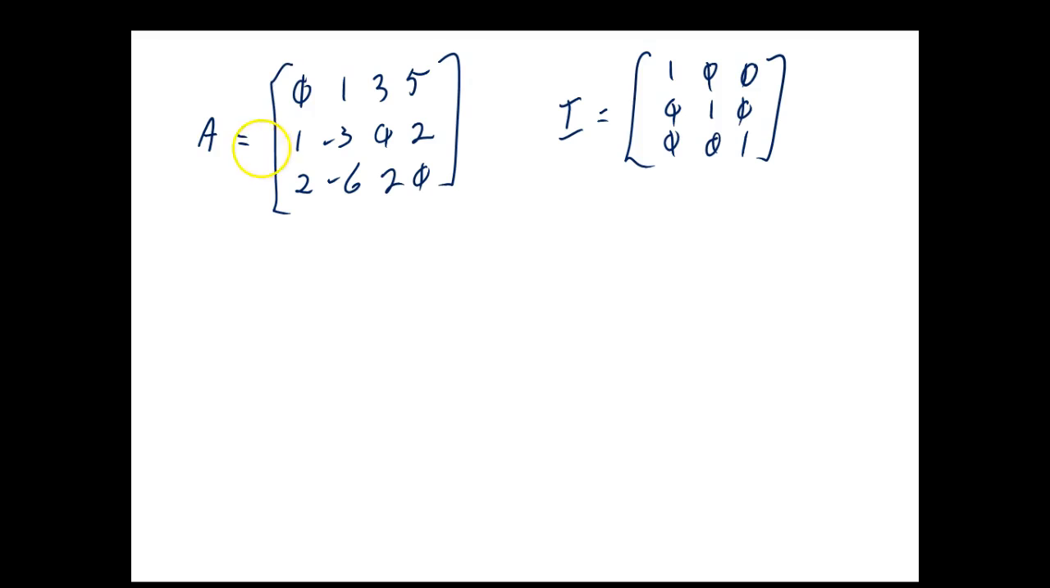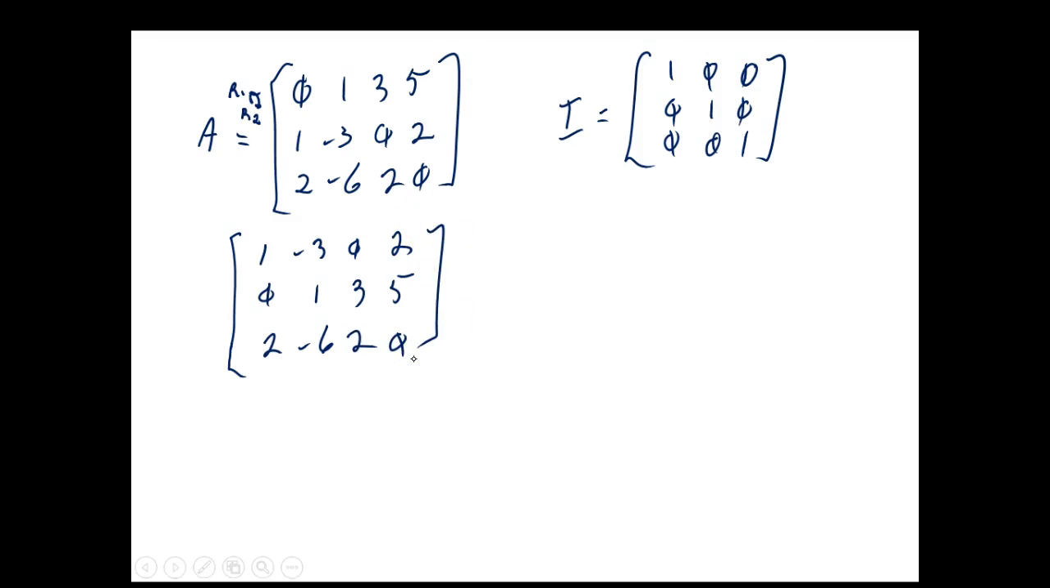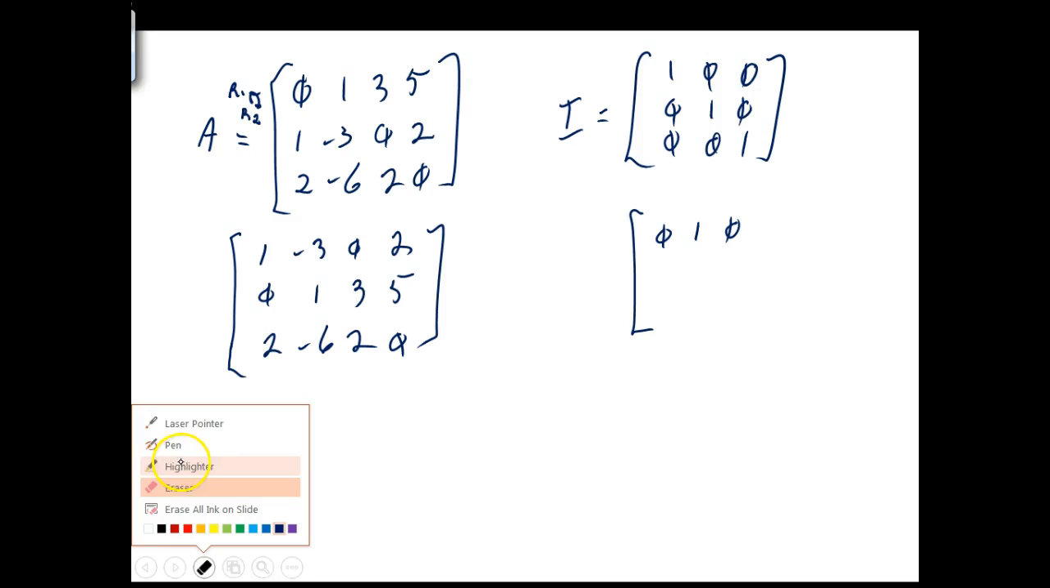Now, your first step here was row 1 and row 2 are exchanged. So we're going to do that here, and that will become 1, negative 3, 0, 2, 0, 1, 3, 5, 2, negative 6, 2, 0. Now, do that same row operation to your identity matrix, and what do you get? 0, 1, 0, 1, 0, 0, 0, 0, 1.